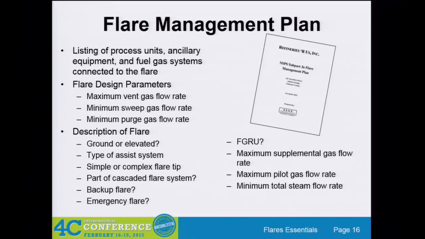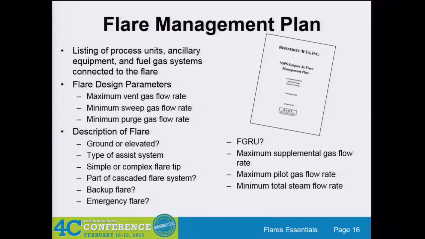Okay, flare management plan. A couple of things that you need to have in this plan, and this is just a list of some of the parts. This is the part where you say, what do I have? One of the biggest things is this listing of, and it should say, all process units and ancillary equipment that are connected to the flare. And the nice one is they've defined ancillary equipment as a PSV. So that pretty much gets in all your PSVs, which is nice.